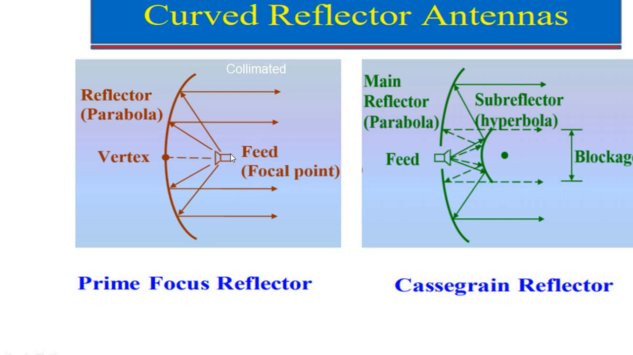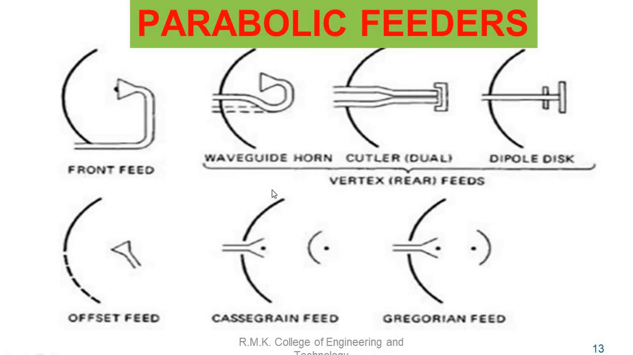In the prime focus reflector, the horn antenna acts as the feeder point, and it is used to transmit the signal towards the reflector surface. The reflector surface will collimate all the rays towards the destinations. And these are different types of feeders used in parabolic reflectors. The first is called the front feed, which is done with the help of a horn antenna.